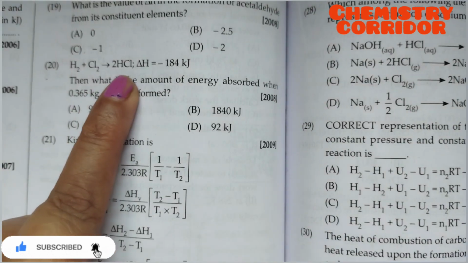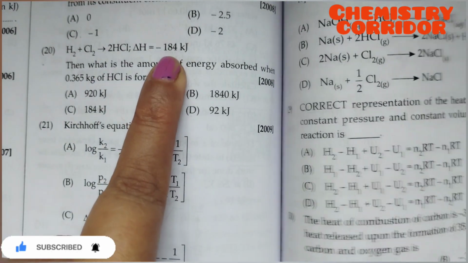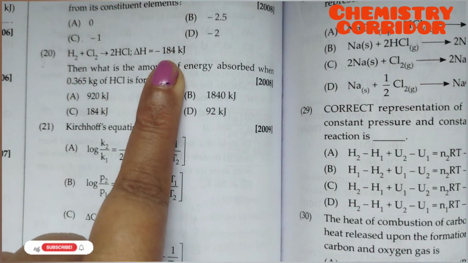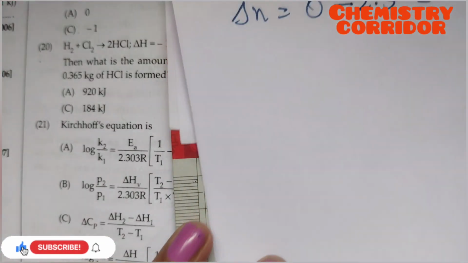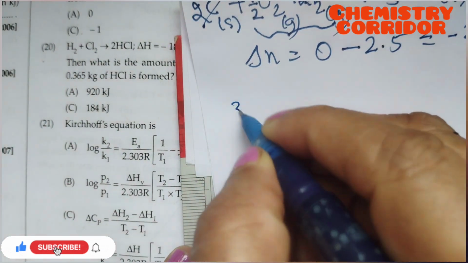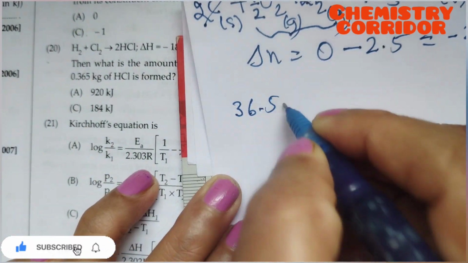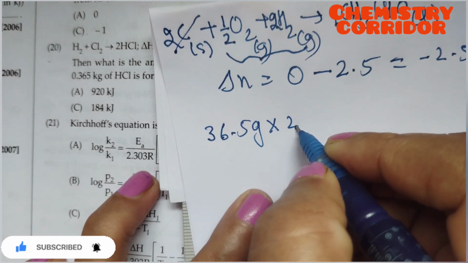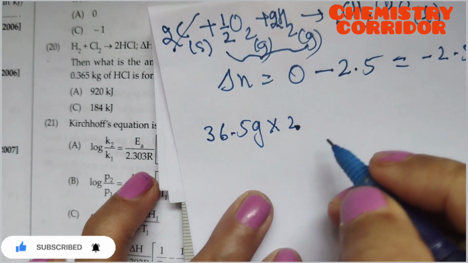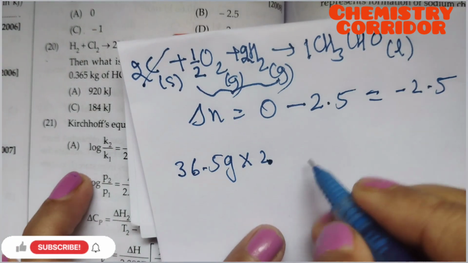H2 plus Cl2 gives 2 HCl. Here the delta H value is given. This much delta H is for 2 moles of HCl. Students, you know 1 mole of HCl corresponds to 36.5 gram. Therefore, 2 moles will correspond to this multiplied by 2. How much it comes out to is 73 gram.